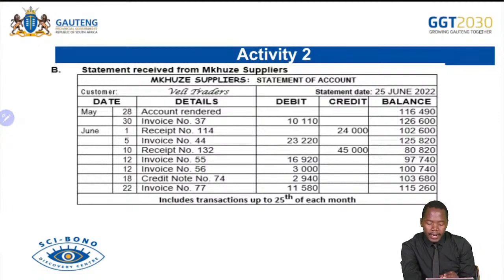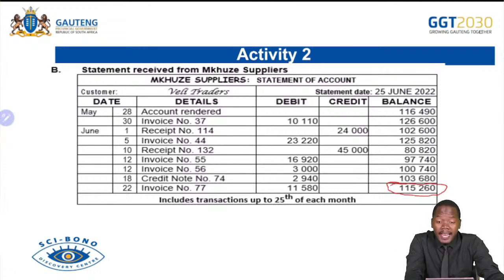Grade 12, as you are looking at it, remember the last figure that you see on your statement. That becomes your starting balance if you do your statement of account. It becomes your starting balance as you try to reconcile. Same thing applies to the creditors ledger you saw previously. The last figure on the balances becomes your starting figure.